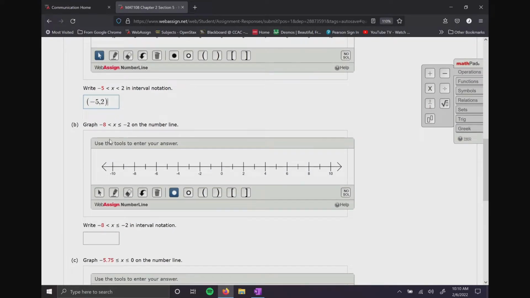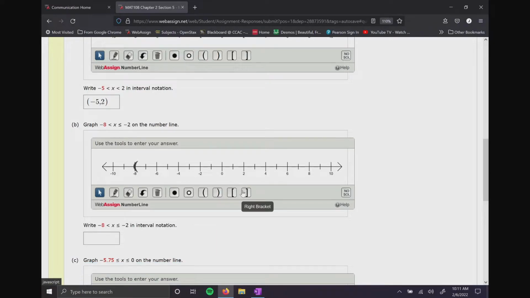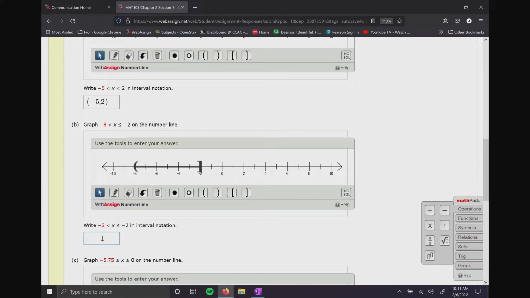For the next one, part B, it's going to be -8 is less than x, which is less than or equal to -2. So we have an equal to part. So the -8 gets a parenthesis. The -2 will get a bracket. And then we shade in between. Now let's write out the interval notation. So parenthesis, -8, comma, -2 with a bracket.